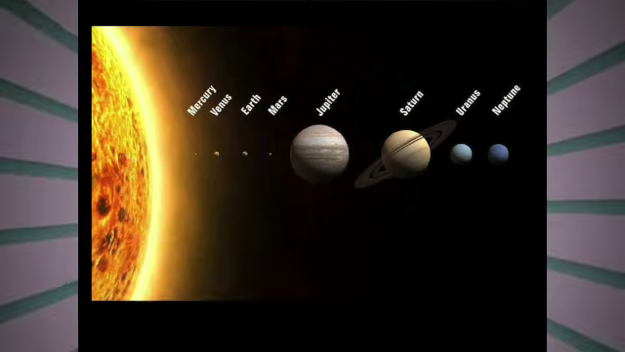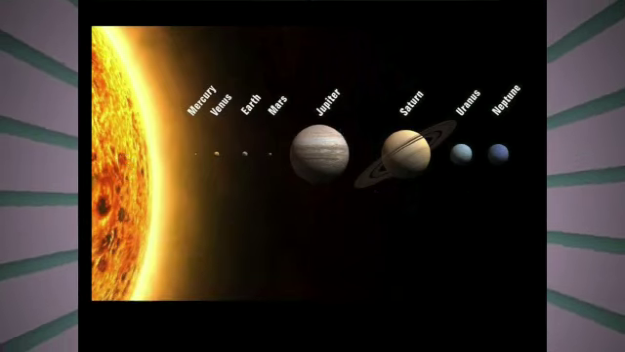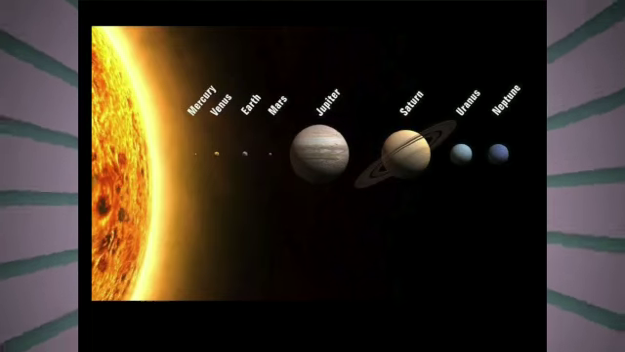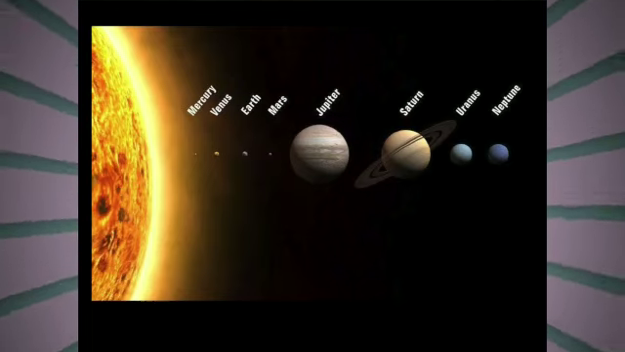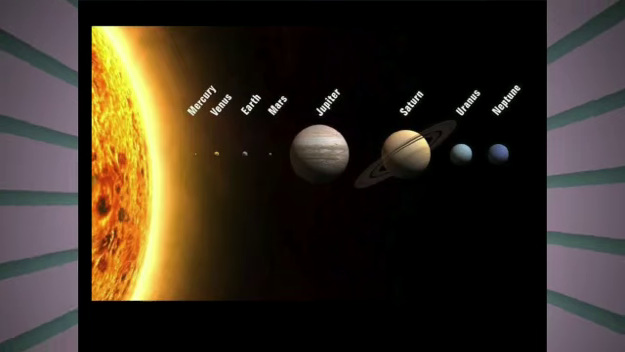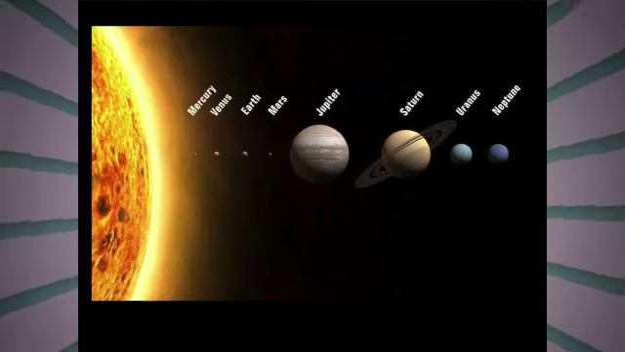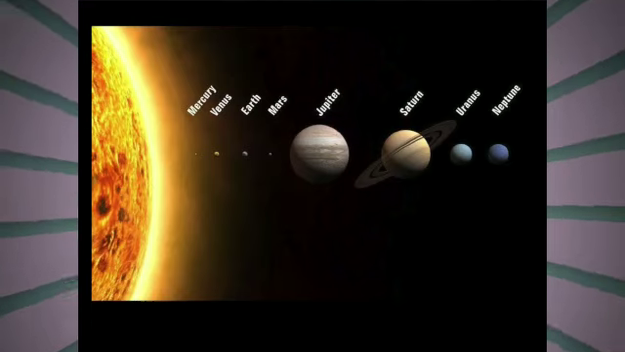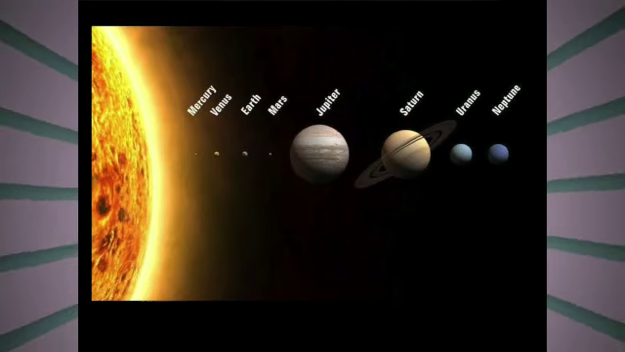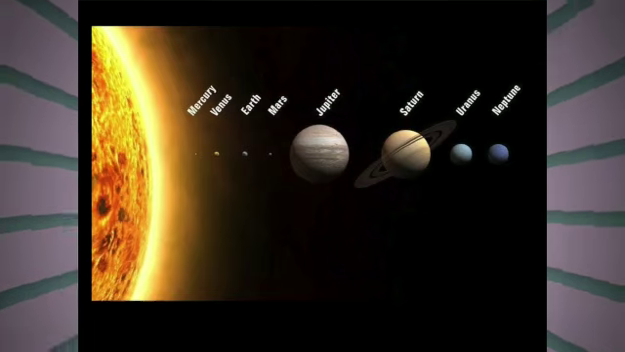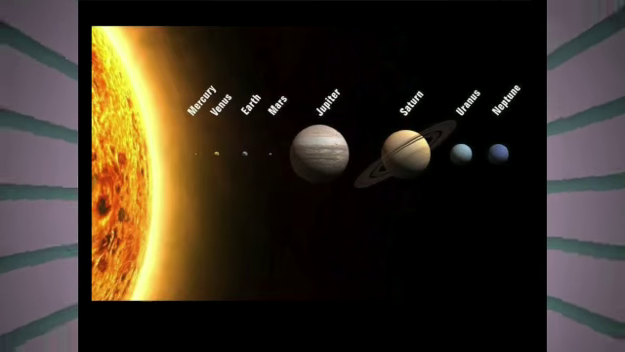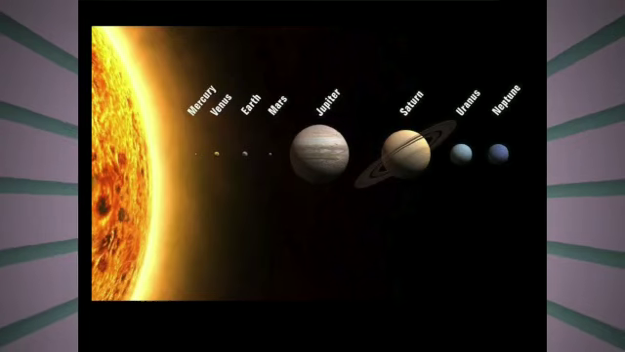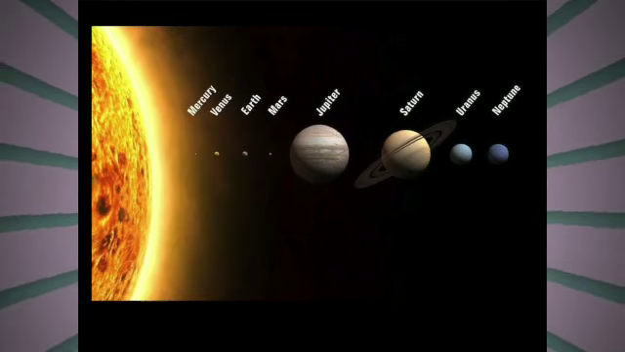Now let us understand the number of planets in our solar system. Like Mercury is at first position. Venus is at second position. Our planet Earth is at third position. The red planet Mars is at fourth position. The largest planet Jupiter is at 5th position. Saturn is at 6th position. Uranus is at 7th position. And Neptune is at 8th position.